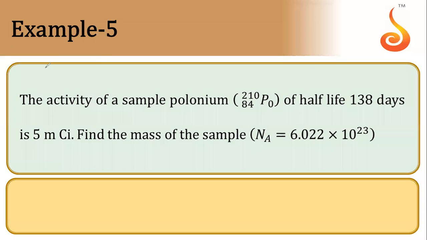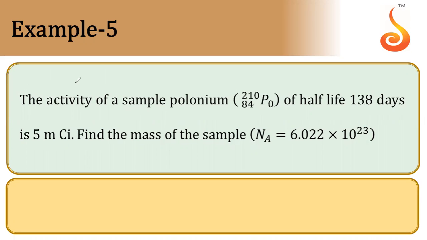Hi, this is example number 5. In this one, the activity of polonium is given. The mass number of the polonium is given as 210, atomic number 84. Half-life is given as 138 days, and activity is given as 5 millicurie. We are supposed to find the mass of the sample.